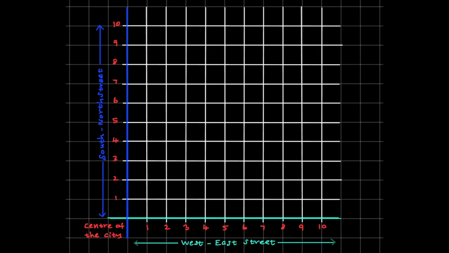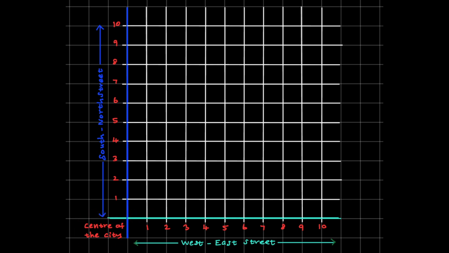Now this is the graph. We drew the graph. So this is the west-east direction road. This is the south-north direction street. Now these two streets intersect at some point. That is the center of the city. So this is the center of the city.